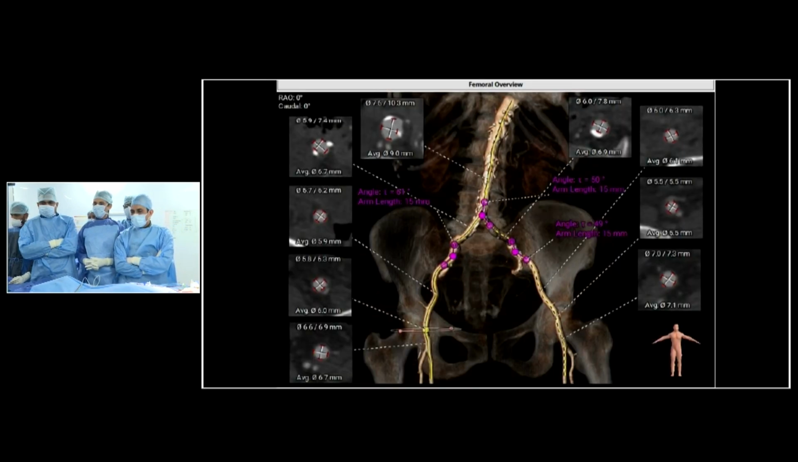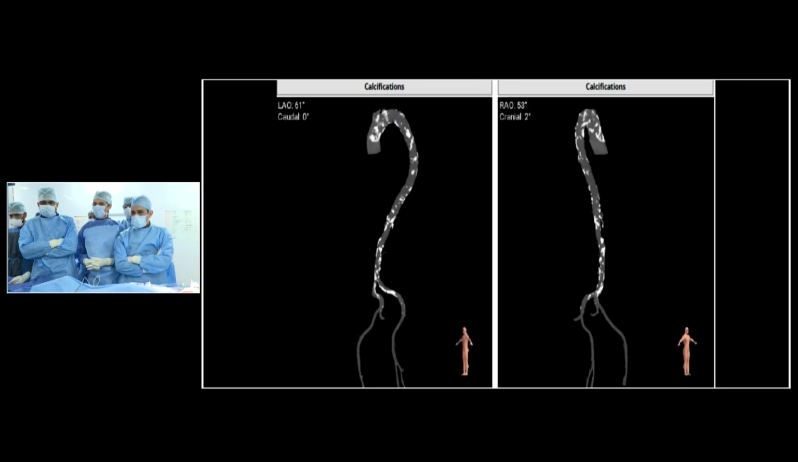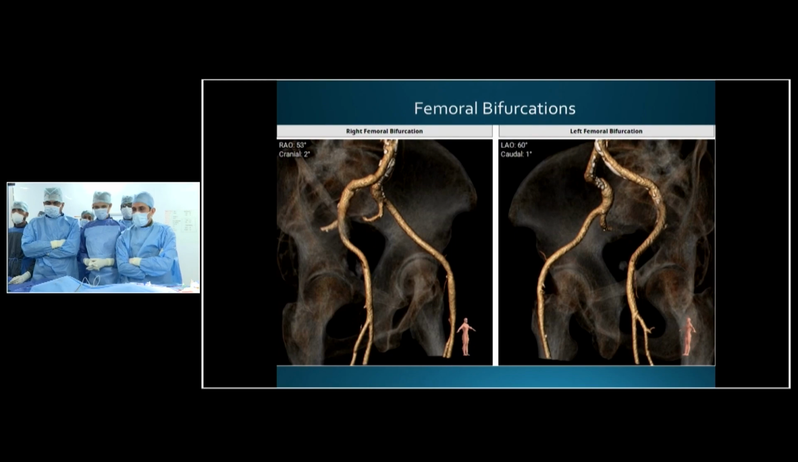Next slide. Femoral vessel size is good enough, both sizes more than 5 millimeter. Next slide. In this calcification, you can see the calcified porcelain aorta and calcium all in the descending thoracic as well as in the pelvic vessels. Next one. Femoral bifurcation, tortuous femoral vessels.